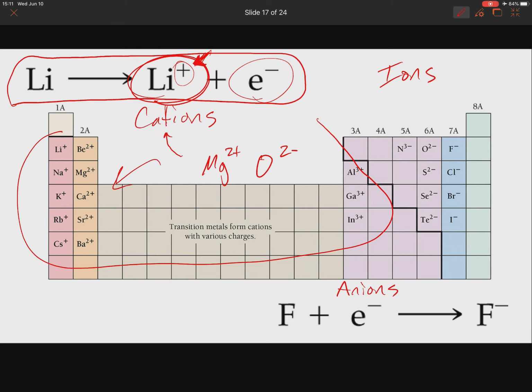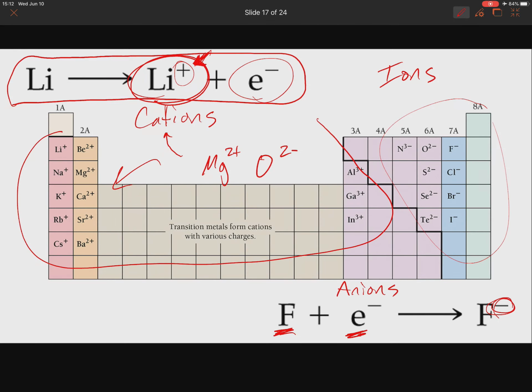On the other side, we've got nonmetals. Nonmetals tend to gain electrons. And so we've got an atom here that now has an extra electron. We've added them together, and that conveys this negative charge now. It's got an extra charge. The more electrons you have, the more charge you have.